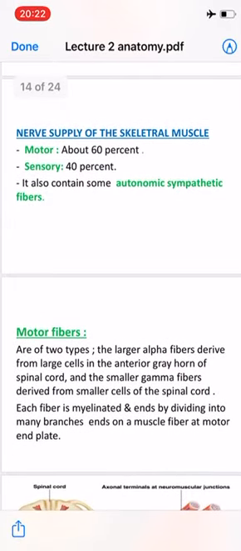Nerve supply of the skeletal muscle. We have motor nerve supply about 60%. الأغلبية حوالي 60% من nerve supply للعضلات الهيكلية هو موتور حركي and 40% sensory و40% حسي, and it also contains some autonomic sympathetic fiber وأيضا تحتوي على جزء قليل من الألياف الودية اللا إرادية.